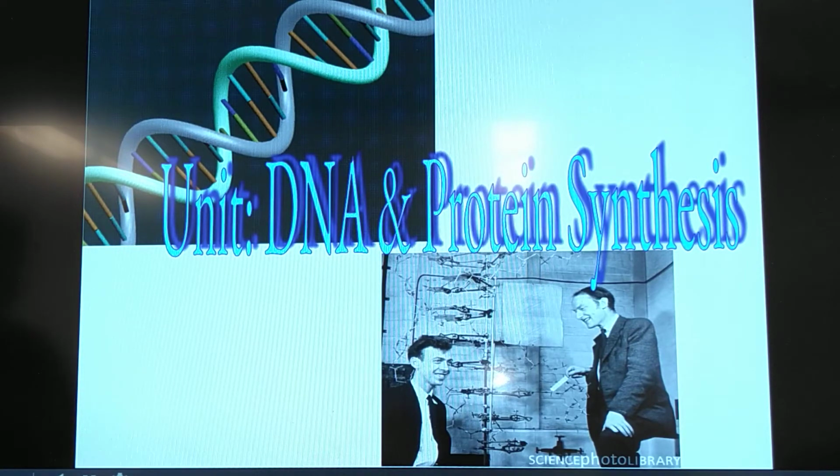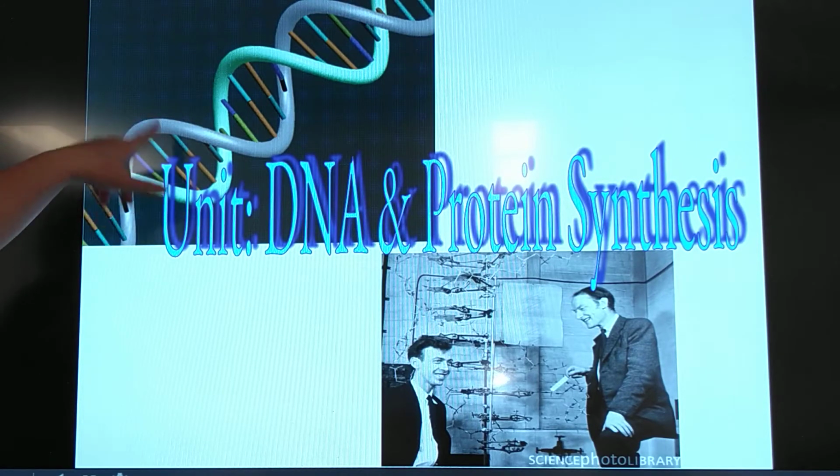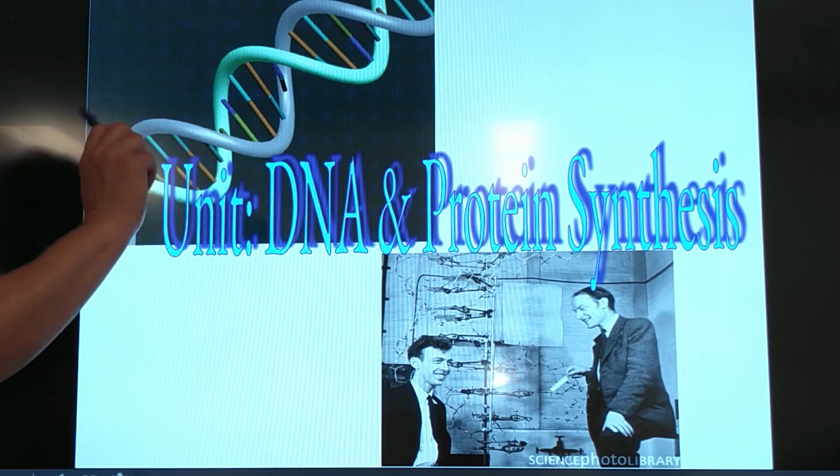Okay, so our next unit is on DNA and protein synthesis. And this is the structure of the DNA molecule. The DNA molecule is found in what we call the chromatin when we're talking about mitosis, in the chromosomes. The DNA just makes up those chromosomes. So the DNA is a double helix. It looks like a twisted ladder.